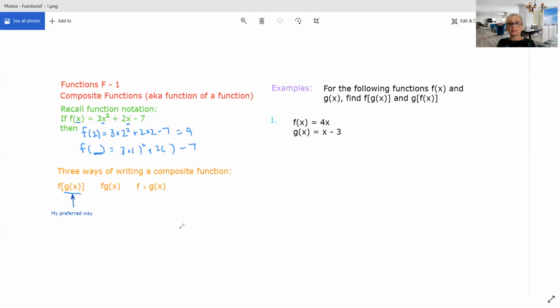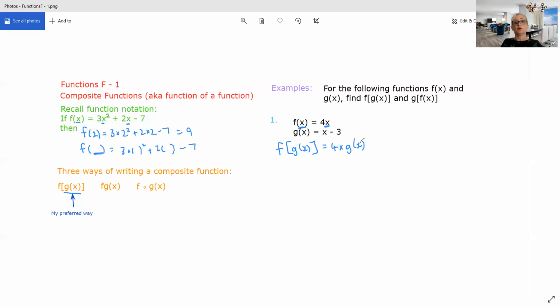The first few will be relatively simple and then we'll work up in difficulty. Our first example here, we've got f of x is 4x and g of x is x minus 3. I'm wanting to do f of g of x and g of f of x just to get some practice in there. Well, f of g of x, f of x is 4x. That's what the rule says. So f of g of x will be 4 times g of x, right?